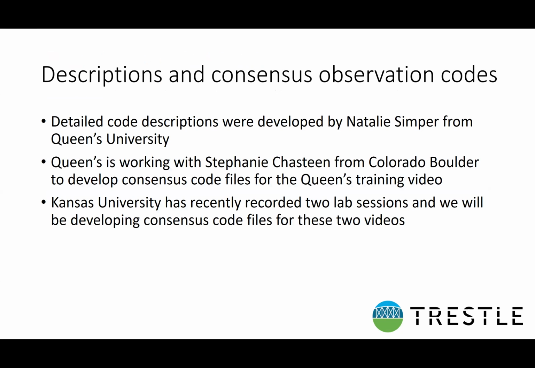So this slide shows the progress we've made since we started taking LOPUS data about a year and a half ago. We've come a long way from essentially being novices in this. Also, because LOPUS is relatively newer compared to COPUS, we had only very basic training materials available at hand when we started. Since then, Natalie Simper from Queen's University has developed detailed code descriptions based on the original LOPUS publication. And we are working with Stephanie Chastain from Colorado Boulder to develop consensus code files for the Queen's training video that we have at hand.